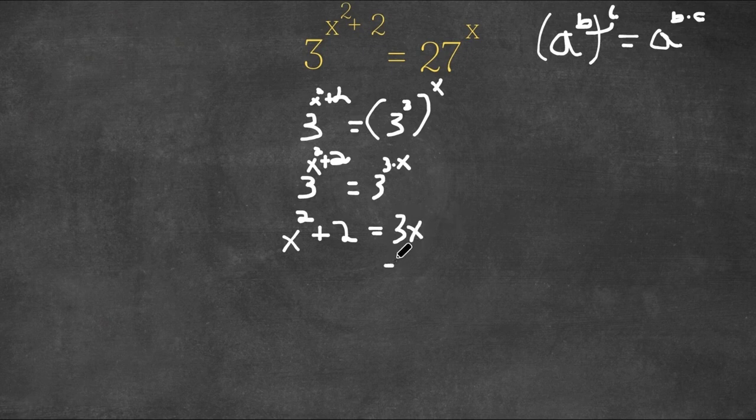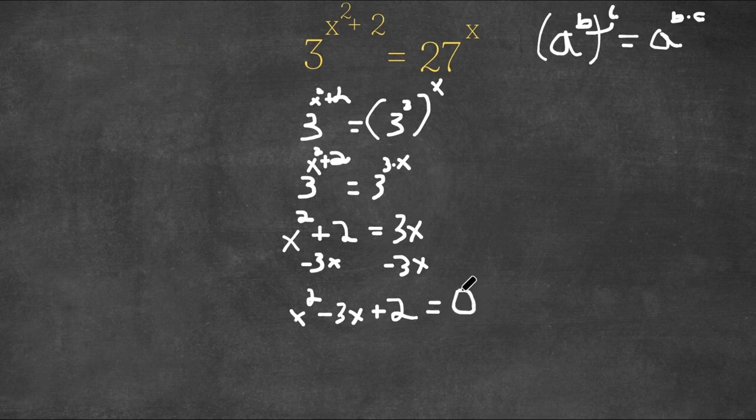Now I'm going to subtract 3x on both sides. So now we have x squared minus 3x plus 2 equals 0.